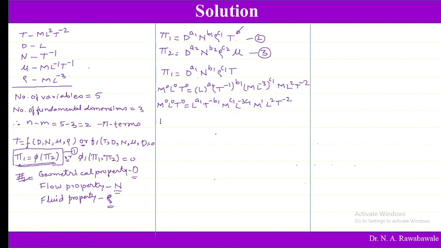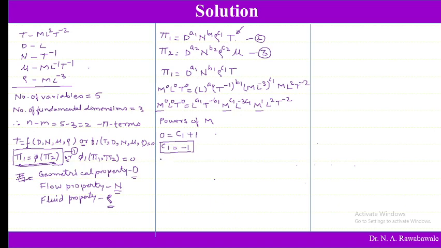Now collecting powers of M. On the left hand side, the power of M is 0, which is equal to c1 plus 1 on the right hand side. So we get c1 is equal to minus 1.